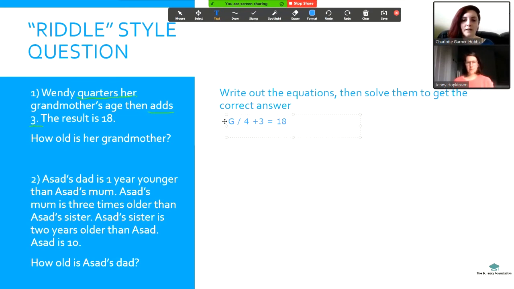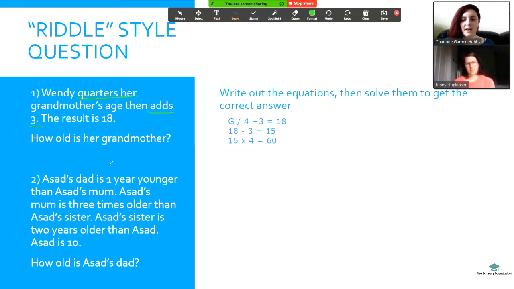So if we are going back in the other direction, what are we going to do? Take away 3. 18, take away 3. Which is? 15. And then what do we do to 15? So we must times by 4 instead of dividing by 4. Yeah, exactly. Because we're going back in the opposite direction, doing the inverse. 60. 60, brilliant. And that gets us that answer there really quickly and effectively.